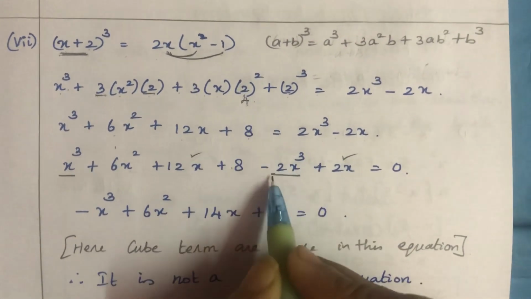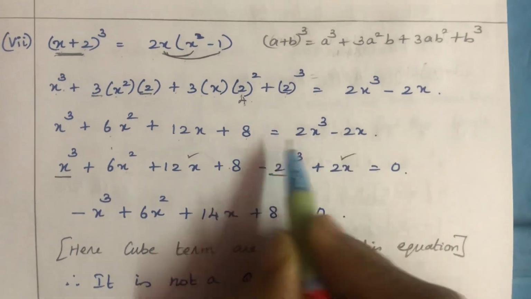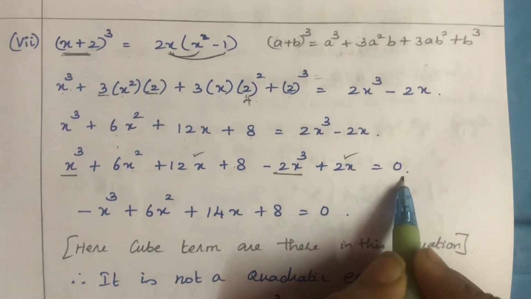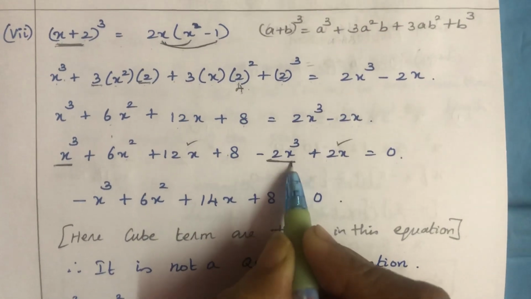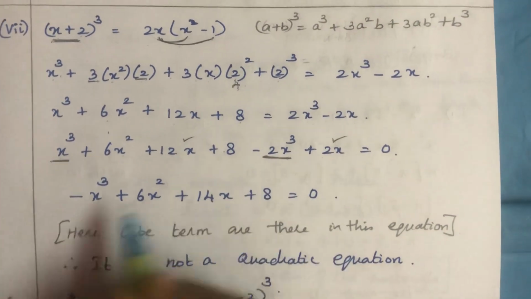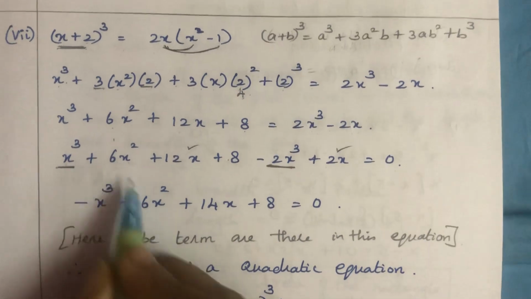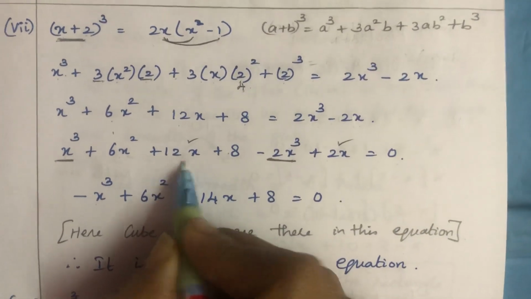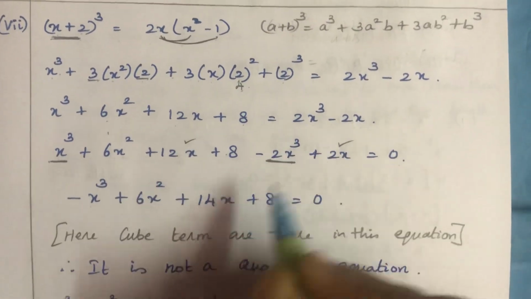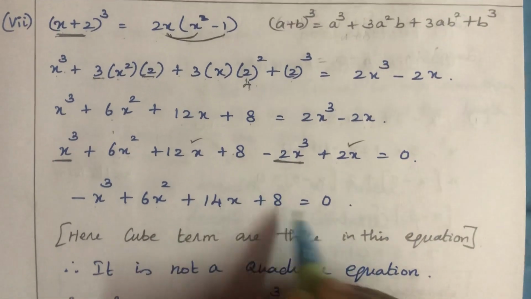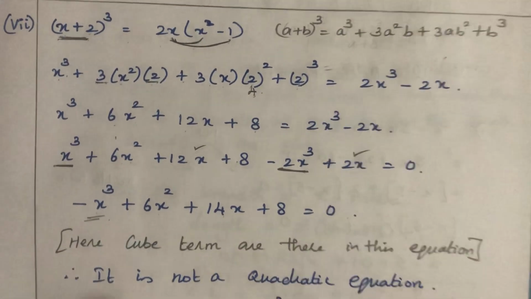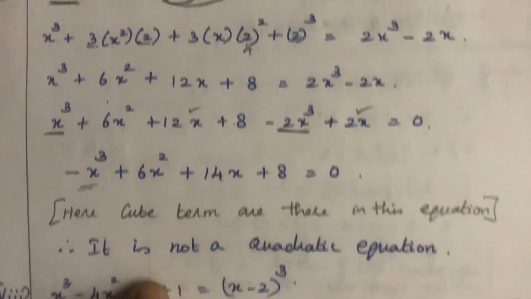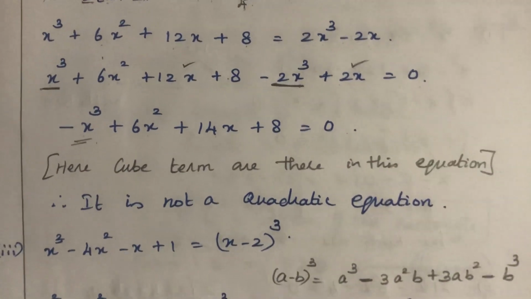Bring this to this side, minus 2x cube plus 2x is equal to 0. Now here x cube is there, here minus 2x cube is there. So just solving this, minus x cube, 6x square. See here 12x, here 2x is there. Just add, we will get 14x plus 8 is equal to 0. Here we are getting the cubic term. Therefore, it is not a quadratic equation.